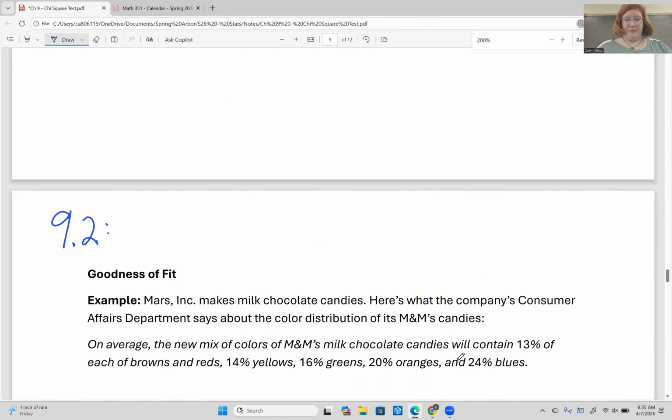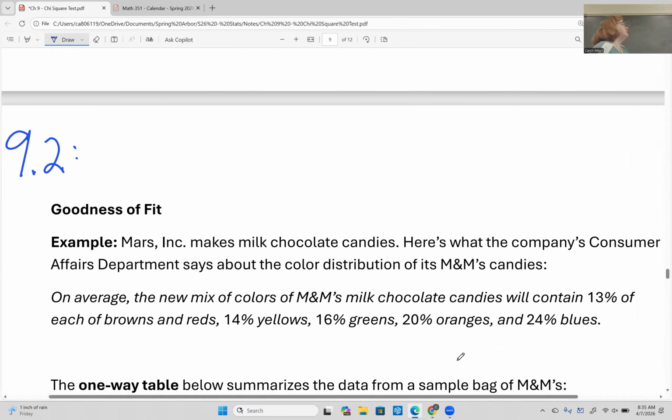So we're starting with an example instead this time. Mars Inc. makes M&Ms. And their consumer affairs department has made a claim about the distribution of M&M's candies. And it says, on average, the new mix of colors of M&M's milk chocolates are 13% browns and reds, 14% yellows, 16% greens, 20% oranges, and 24% blues.